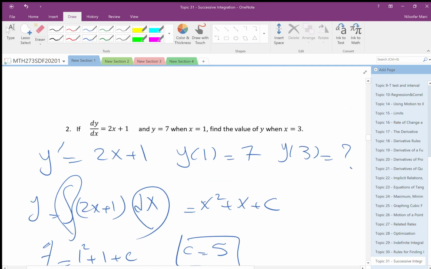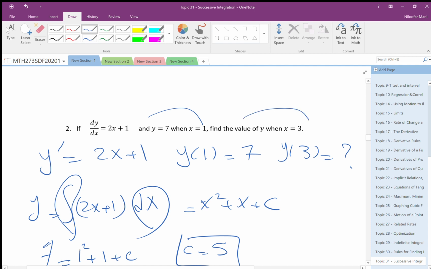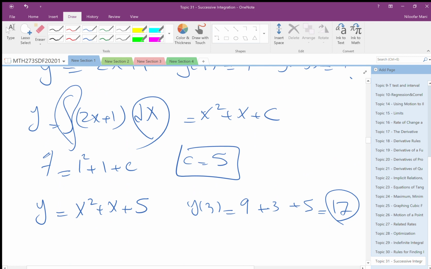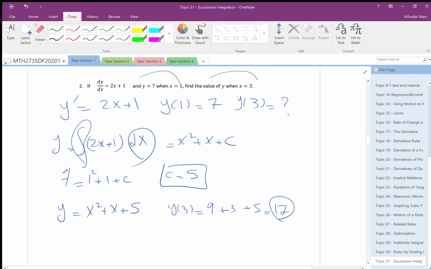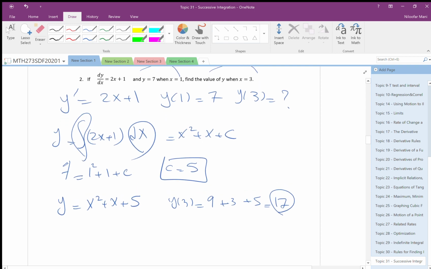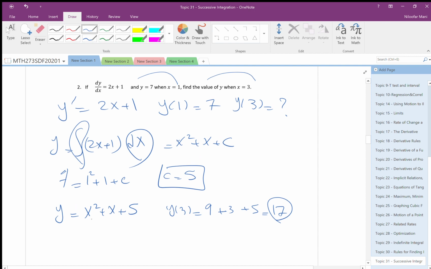See here, it's giving you y at one point and asking for y at another point, but you have the derivative, so you have to first find the function, so you have to do the integral first. Here, when I check my function, if I put 3 here, I see 9 plus 3, 12, plus 5, that's 17. And if I find the derivative, it's 2x plus 1. And if I put in 1, I have 7 as well. So perfect.